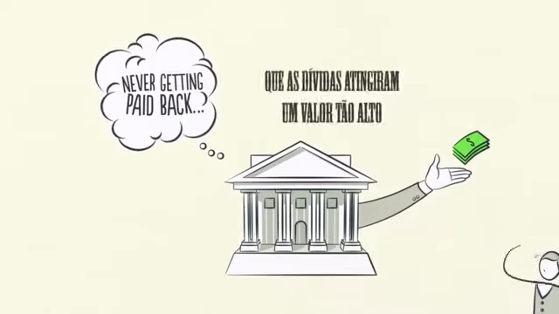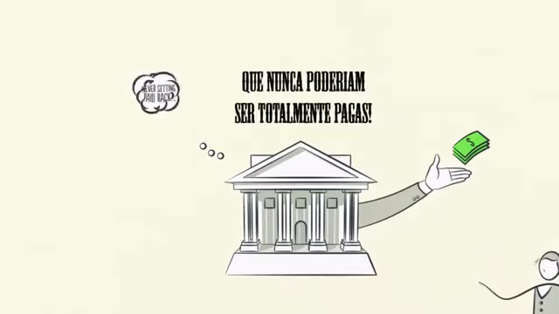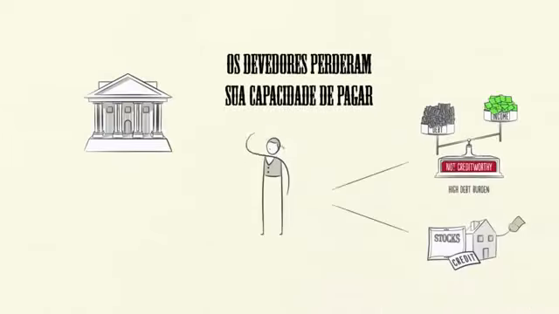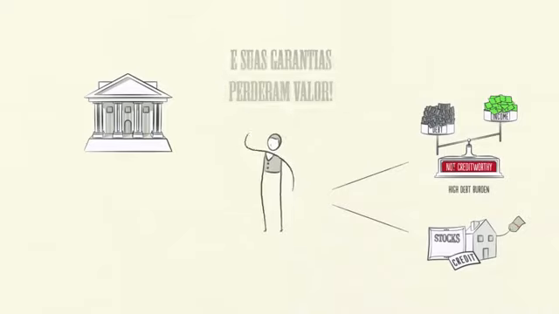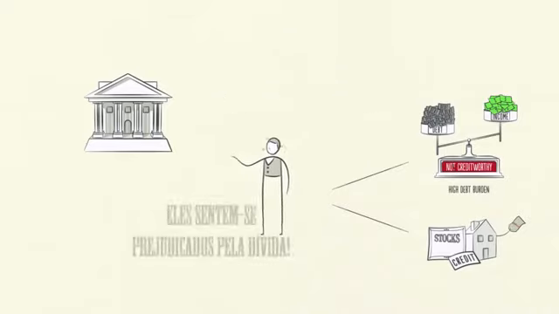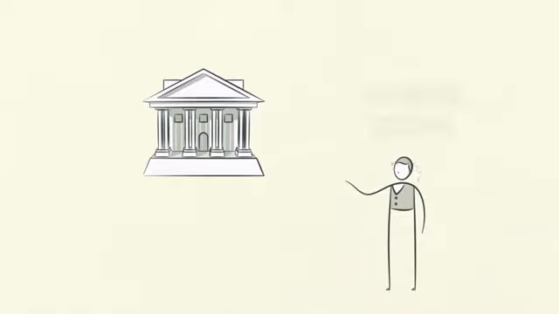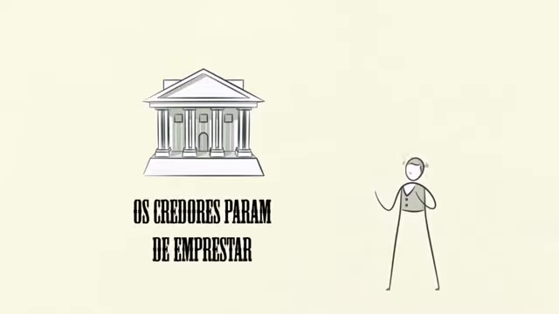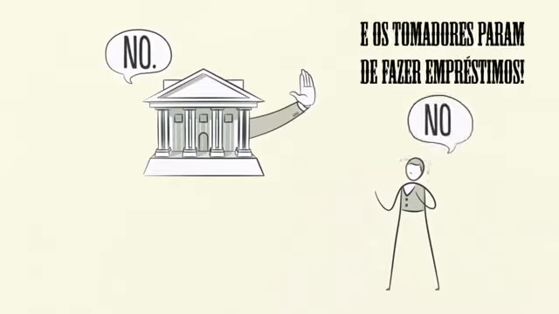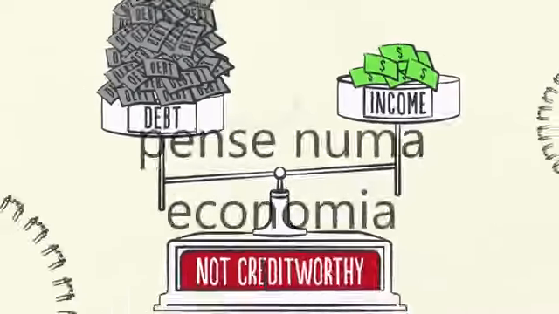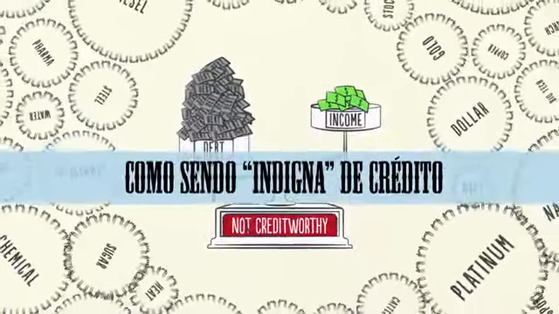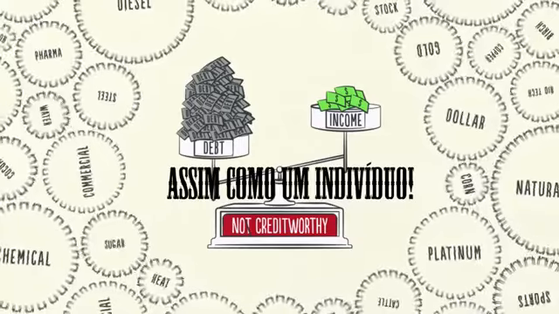Lenders realize that debts have become too large to ever be fully paid back. Borrowers have lost their ability to repay and their collateral has lost value. They feel crippled by the debt. They don't even want more. Lenders stop lending, borrowers stop borrowing. Think of the economy as being not creditworthy, just like an individual.